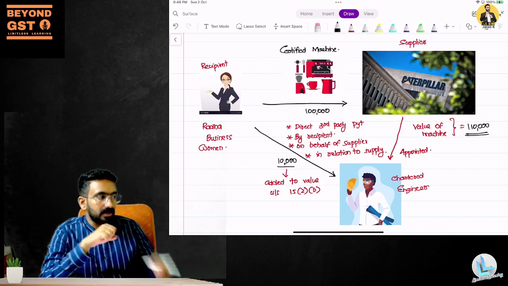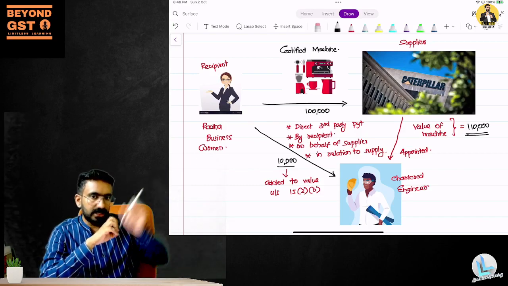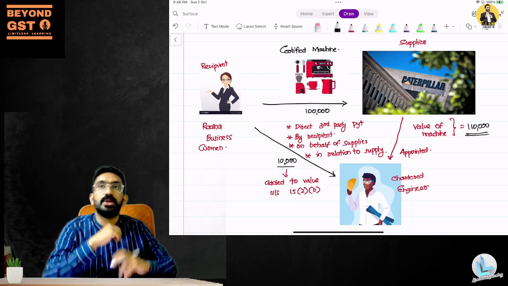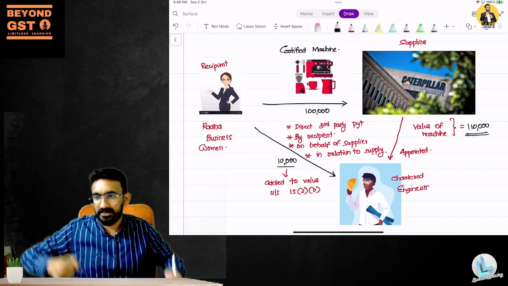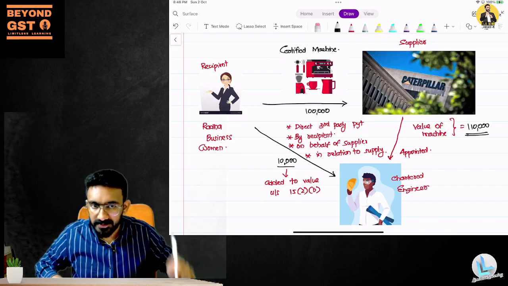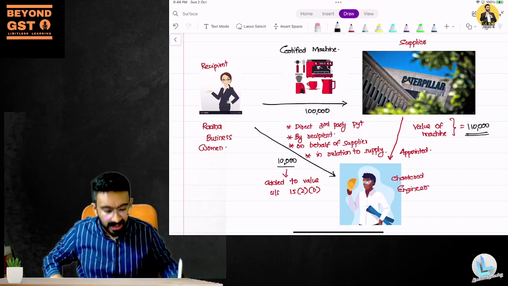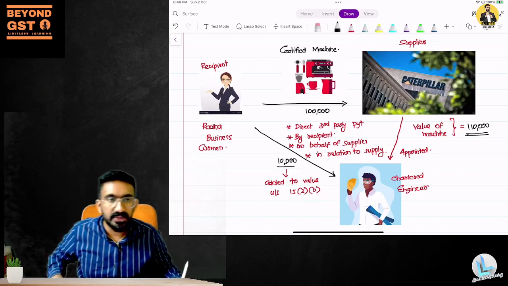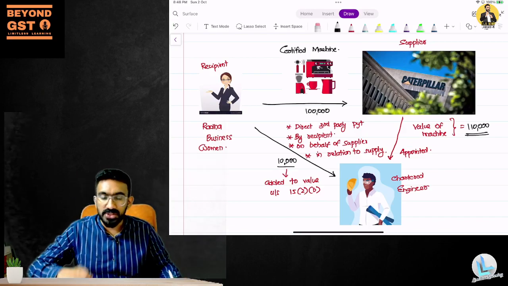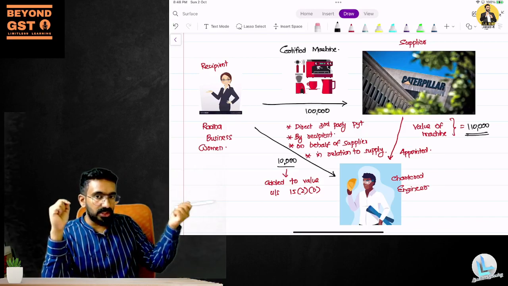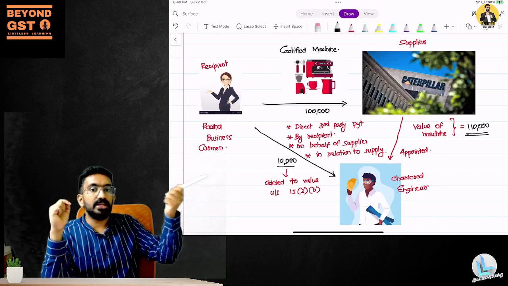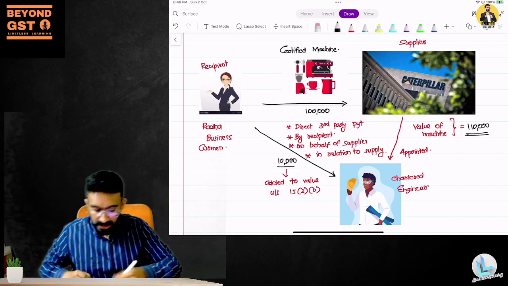Now, Radha paid 1 lakh rupees to Caterpillar and 10,000 rupees to the chartered engineer. Now, Caterpillar is saying what? My value for the supply is only 1 lakh. So, how much do you think would be the value of supply for Caterpillar here? Is it 1 lakh or 1 lakh 10,000? The answer is 1 lakh 10,000 because this 10,000 rupees which Radha paid directly to the engineer would be payment under 15 subsection 2 clause B.